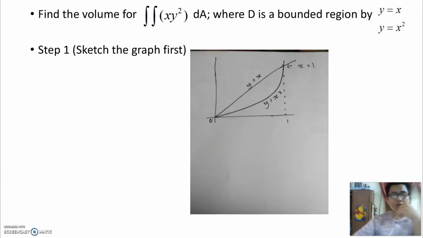So here is the question. Find the volume for the double integral of xy squared dA, where D is the region bounded by y equal to x and y equal to x squared. For the first step, we have to sketch the graph. So this is the graph that we get from the equations given.